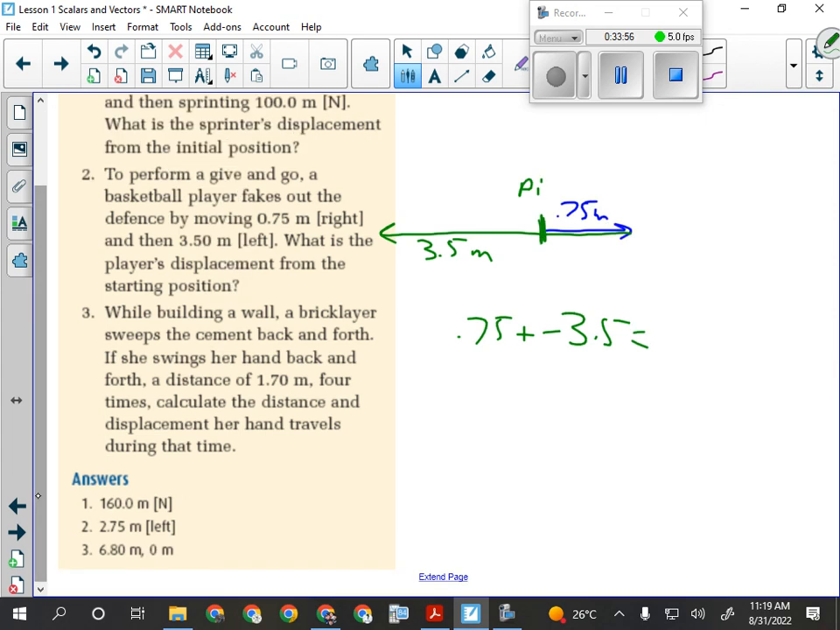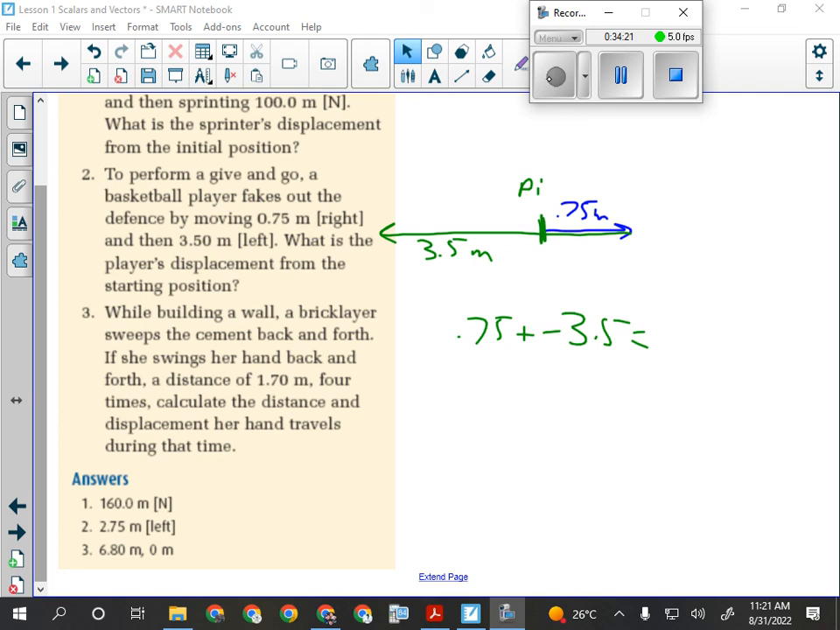Try number 3. This is an important one to visualize. The person has a trowel in their hand and they're starting right here. And they're doing all this troweling back and forth. Give you a couple minutes on that one. All right. So each time she goes out and back or back and forth, that's 1.7 meters total distance traveled. She does that 4 times.